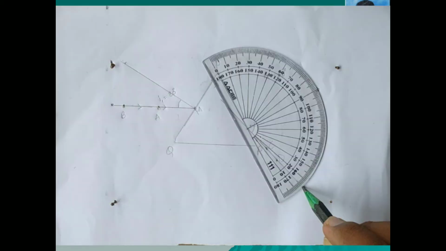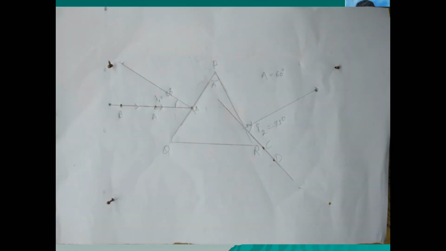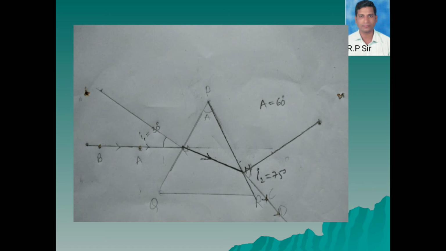Measure the angle between normal and emergent ray, that is angle of emergence. In figure you see it's about 75 degrees. Here we got angle of emergence I2 equals 75 degrees. Note down this value in a table. Now join the points M and N by a straight line. The line passing through the points A, B, M, N, C and D represents the path of light when it suffers refraction through the prism.